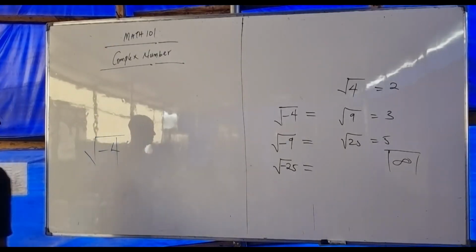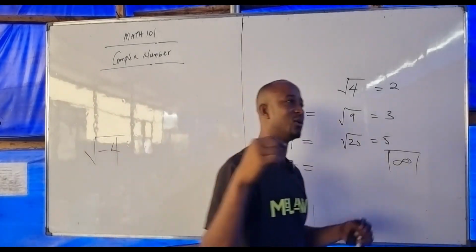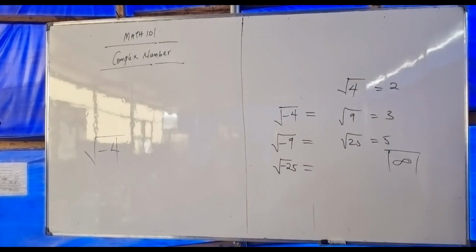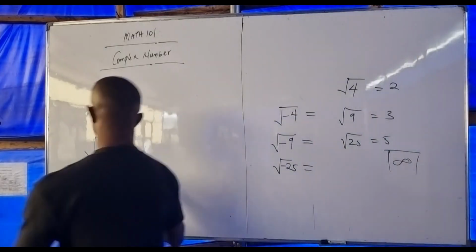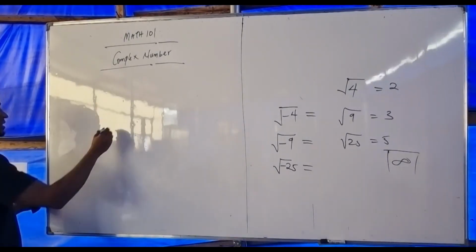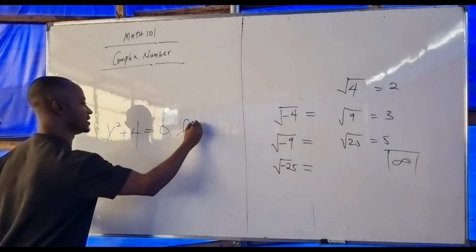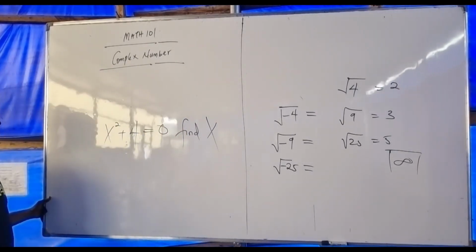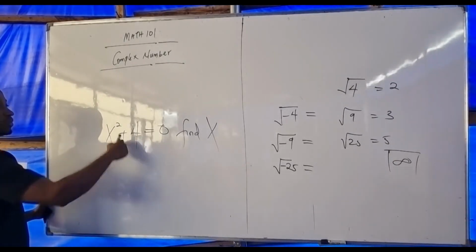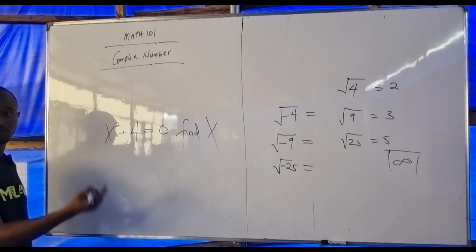I never encountered a problem in mathematics where you are solving and you have a root of a negative number. How do you evaluate this in mathematics? Let's say we are solving a problem: x squared plus 4 equals 0. Find x. So what do we do here? We subtract 4 from both sides.